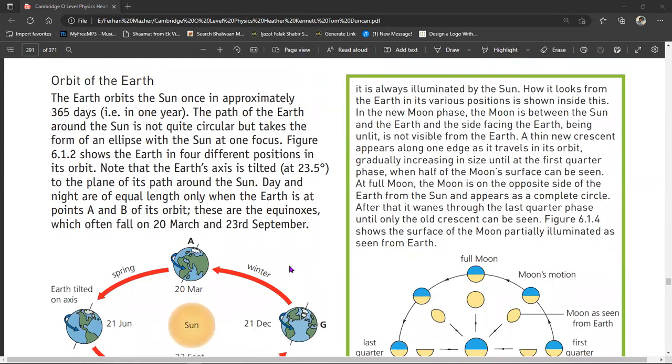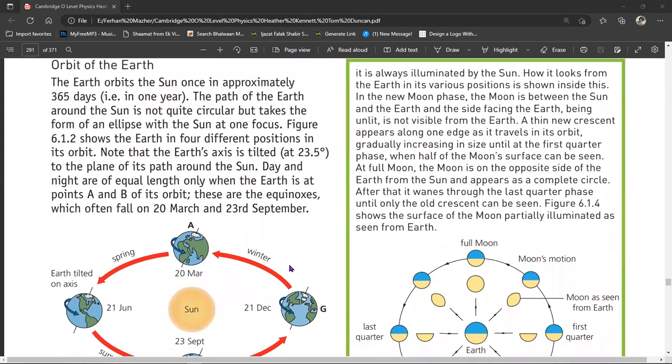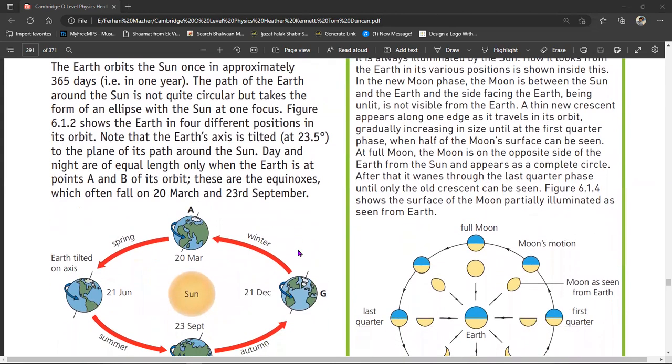Orbit of the Earth. The Earth orbits the sun once in approximately 365 days, that is, in 1 year. The path of the Earth around the sun is not quite circular, but takes the form of an ellipse with the sun at one focus. Figure 6.12 shows the Earth in 4 different positions in its orbit.